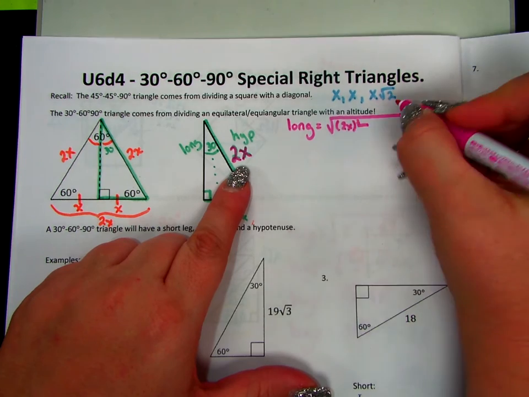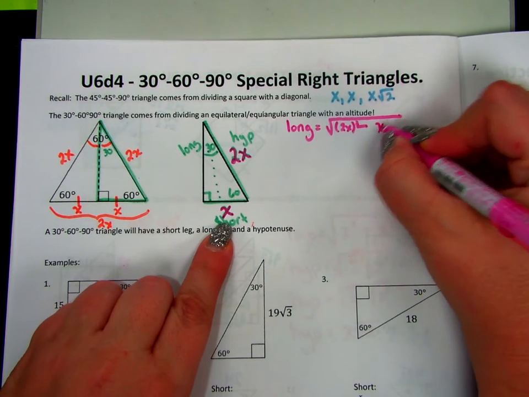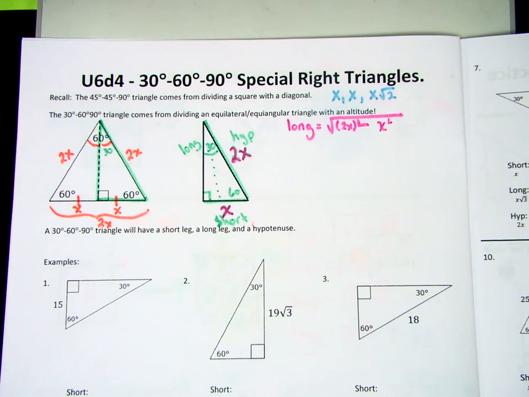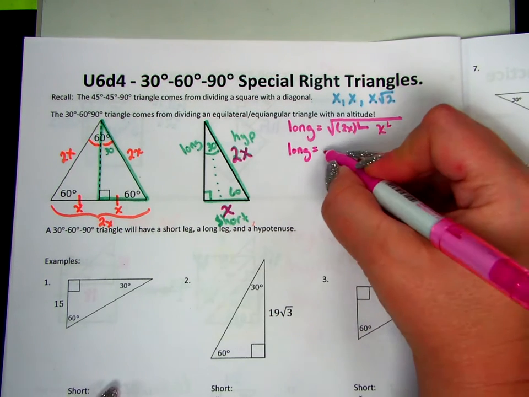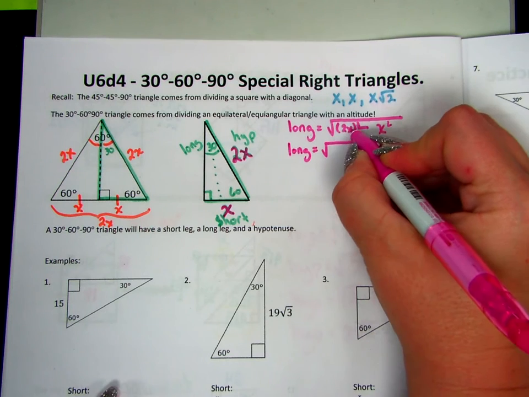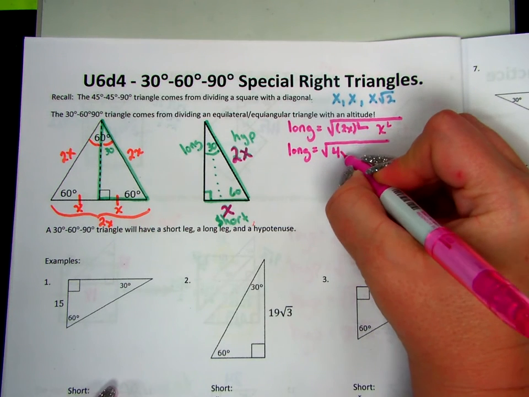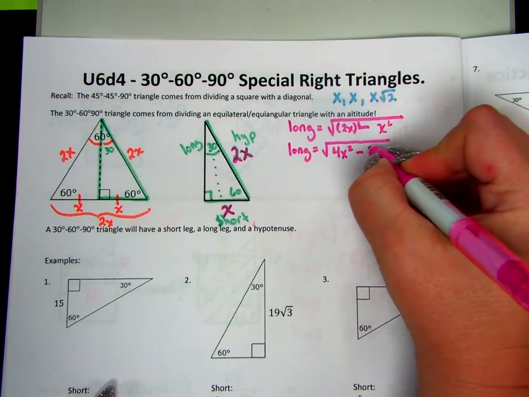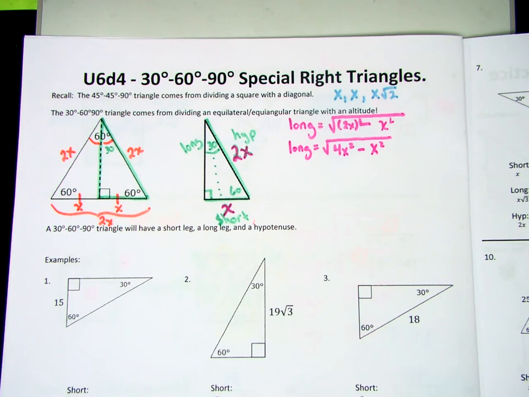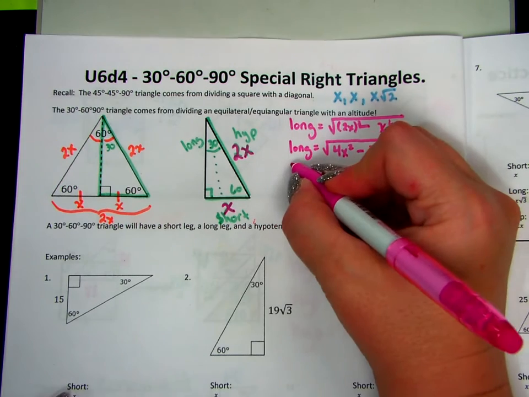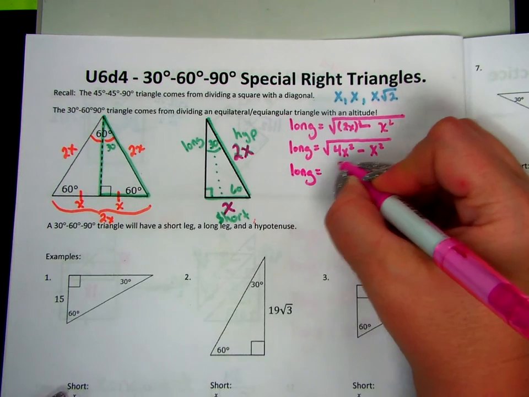2x squared and then x squared. Notice I put the 2x inside parentheses because we need to remember we're squaring not just the x but also the 2. It's 2x times 2x. So then my long leg is the square root of 2x times 2x is 4x squared minus x squared. What's 4x squared minus 1x squared? Good, 3x squared.